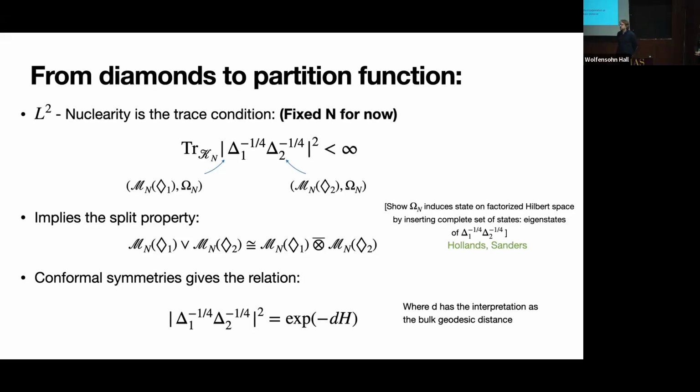Just wondering, do you think there could be a general result relating L2 nuclearity, or modular nuclearity, to chaos of modular flow or something like that? I think you should ask Nima about that.